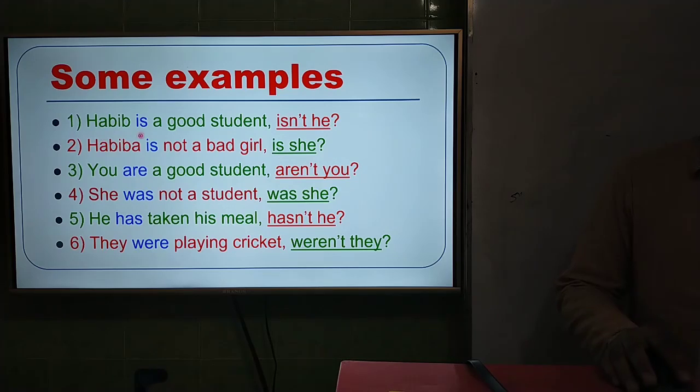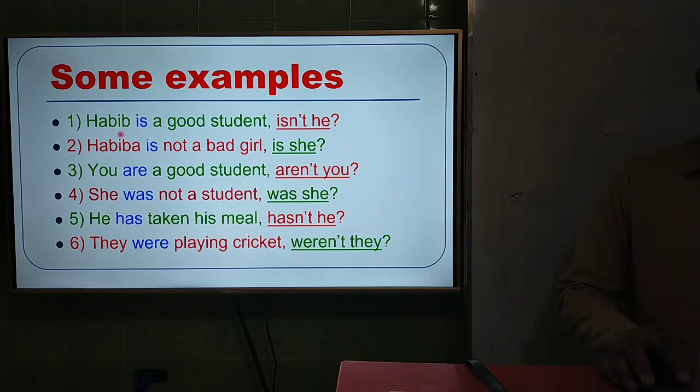First one, Habib is a good student. Here the sentence is affirmative. Dear students, you have to know that the rule of take question is: if the sentence is affirmative, the take question will be negative. Here the linking verb is "is"; we have to use this linking verb to make the take question. Here the take question is from the comma to the question mark. After the comma and before the question mark, this is the take question.